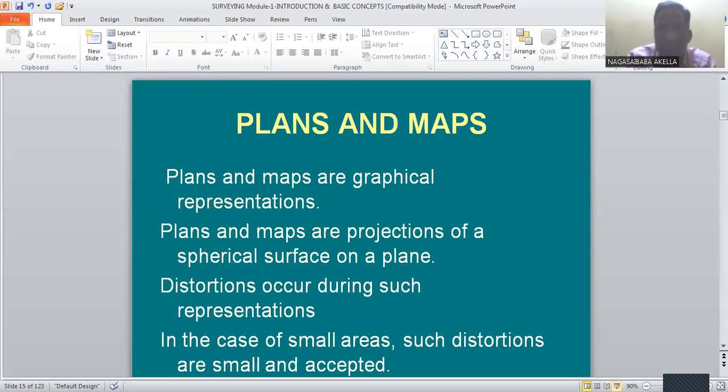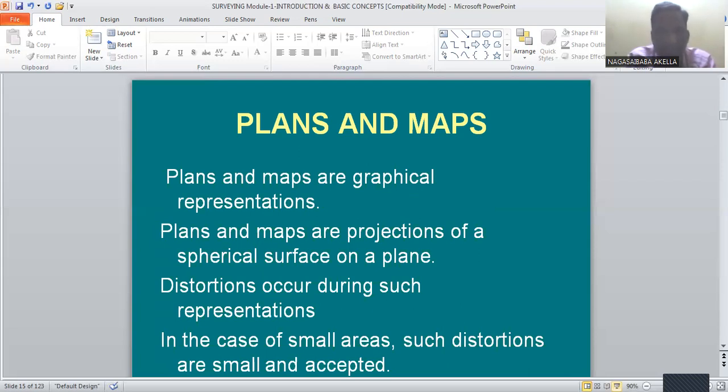So what is the difference between plan and map? Plans and maps are graphical representations. The measurements you have taken in the field should be pictorially represented on the drawing sheet. So these are called graphical representations.